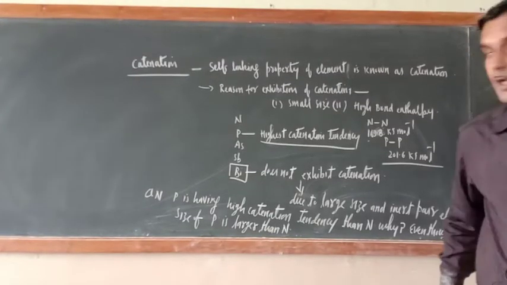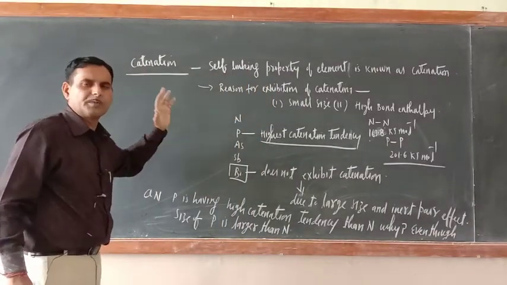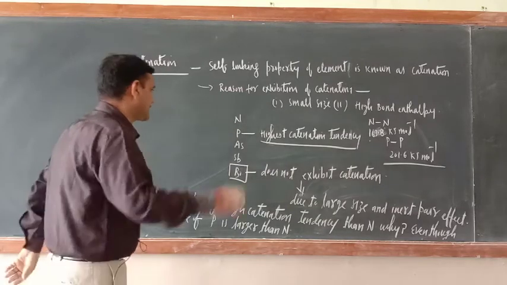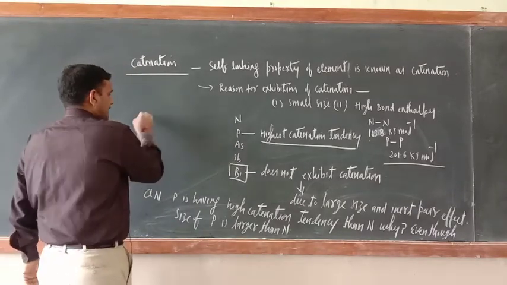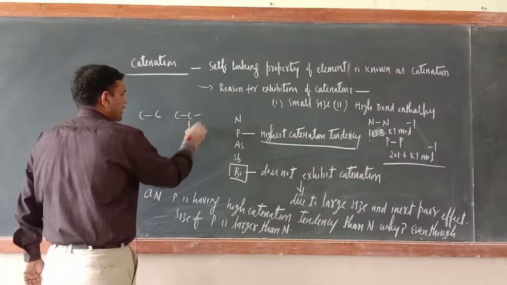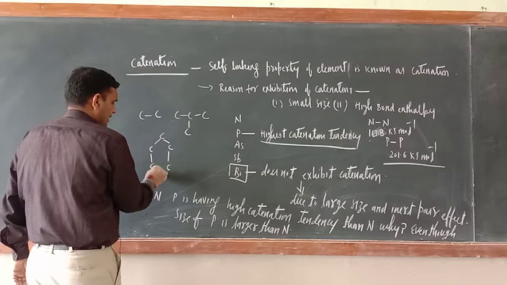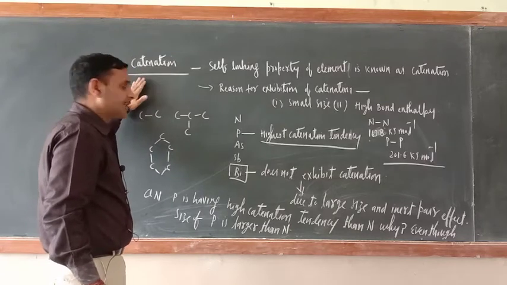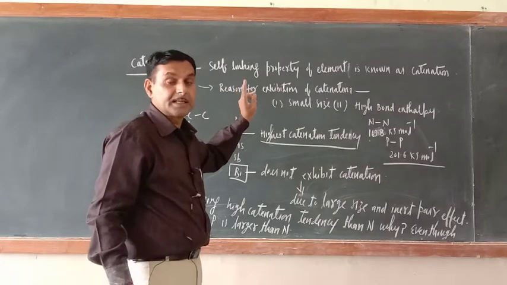So dear cadets, now the last property of this group is catenation. What do you mean by catenation? Self-linking property of an element is known as catenation. Just see, which is showing the highest catenation property in the periodic table? Carbon. Carbon can form straight chain, branch chain, cyclic chain. This property means making different kinds of bonding. This is only self-linking. So catenation is nothing but a self-linking property of an element.